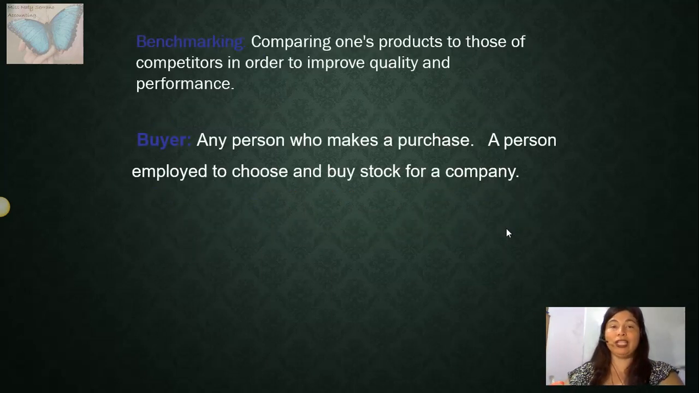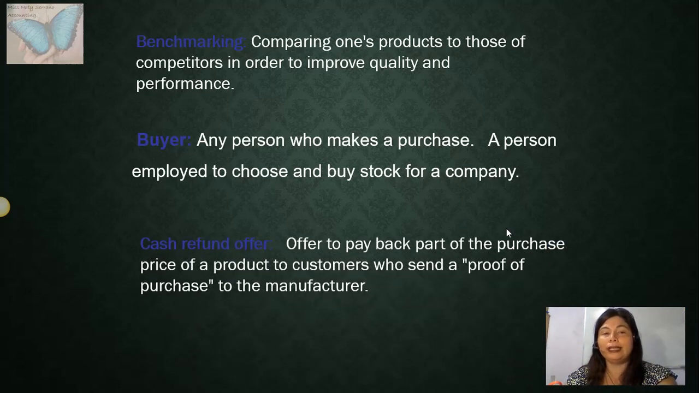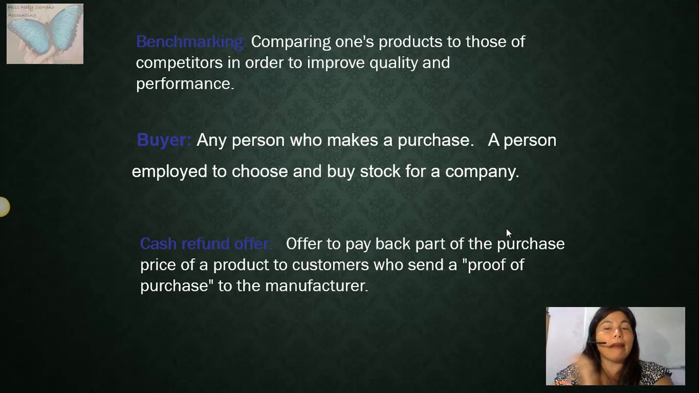We also have benchmarking. We use that in class a lot. The benchmarking is when you see some other competitor doing something great and you go and check and compare your own products to them so you can improve your own service. So you see what they're doing right and you improve what you're doing probably wrong. Buyer, any person who makes a purchase, a person employed to choose and buy stock for a company. Cash refund offer, it's an offer to pay back part of the purchase of a product to customers who send a proof of purchase to the manufacturer. Not very common, by the way.